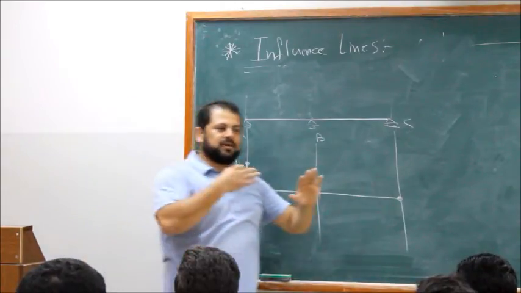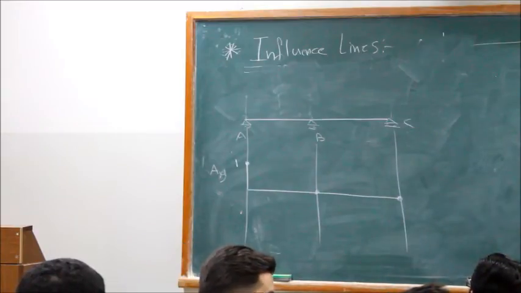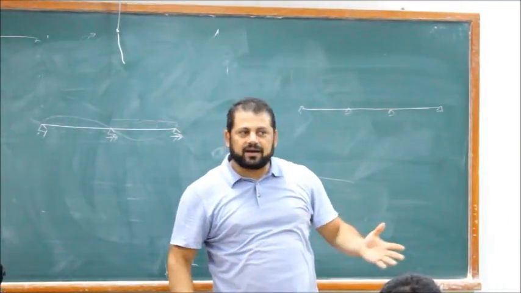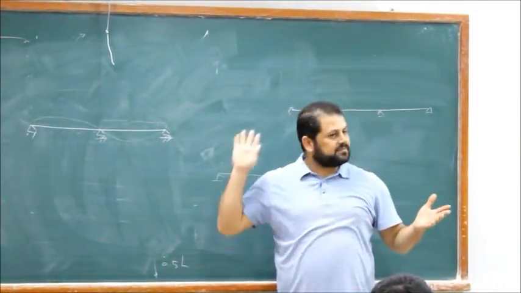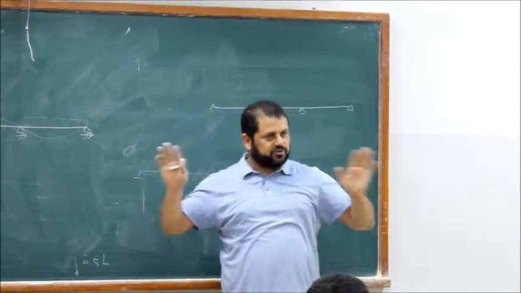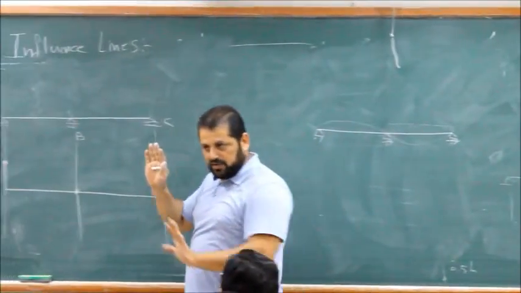Look, this one, the influence line. When we put the unit load at C, it will be zero only. Now, one fact you should know: for indeterminate structures, the influence lines are not straight segments. They are curves. Good? That's a fact. You should know this. They are curves.